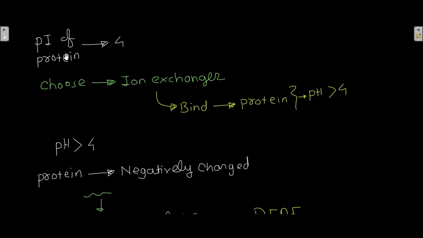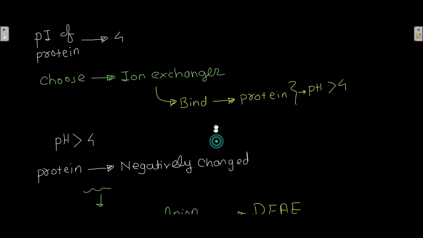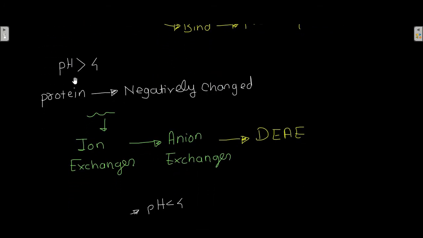That protein has an isoelectric point of 4. So in this case, you will choose an ion exchanger that can bind to protein in the pH greater than 4. Okay, so in the pH range which is greater than 4, that ion exchanger should bind the protein. And when the pH is greater than 4, the protein is negatively charged, and that is the reason why the ion exchanger must be an anion exchanger, for example DEAE.